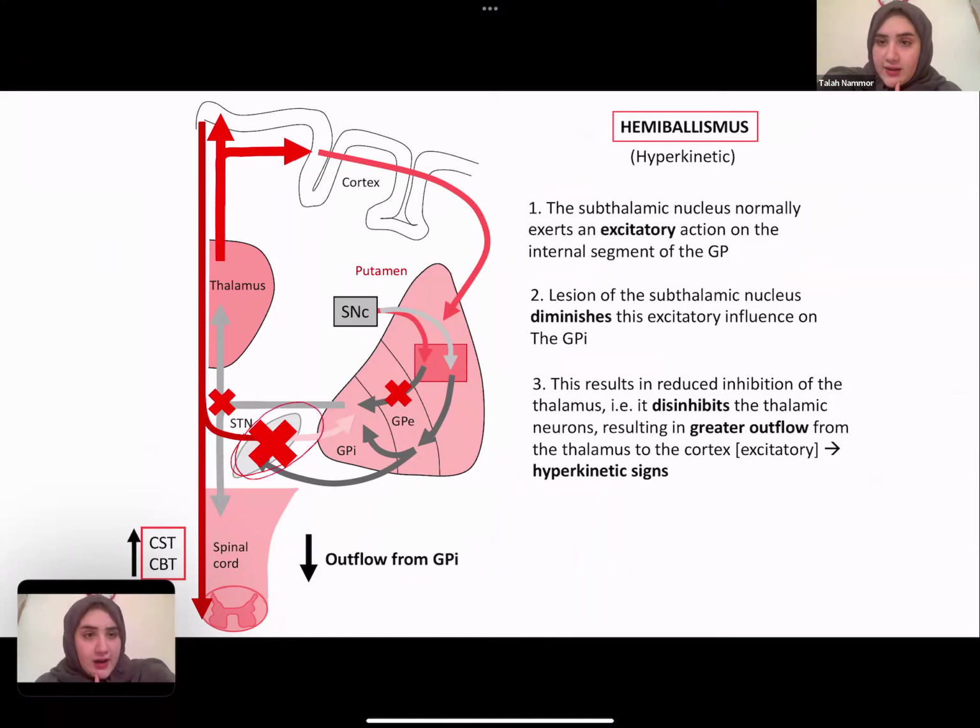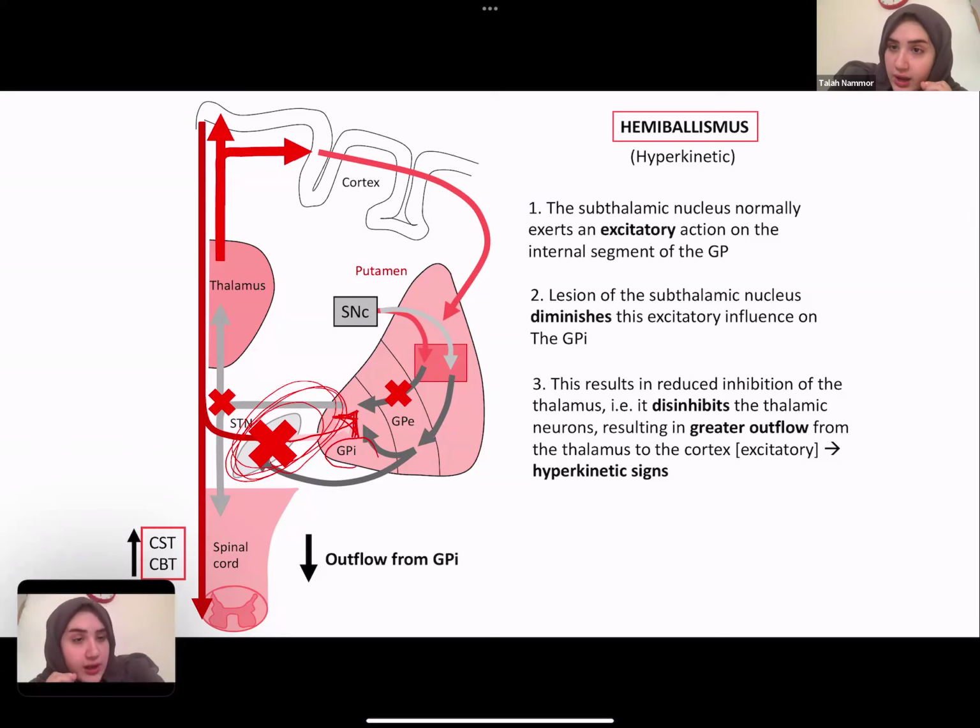So you see this X here? This is what happened. We know that the subthalamic nuclei, what does it do? The subthalamic nucleus usually sends excitatory signals to the globus pallidus internus. Why does it do that? It does that to make the GPI more active, so it increases the inhibition of the thalamus. That's the normal function of the subthalamus.